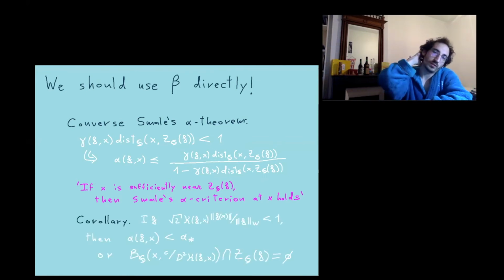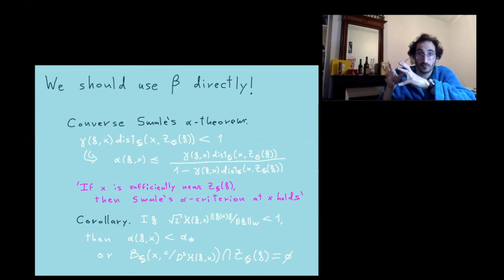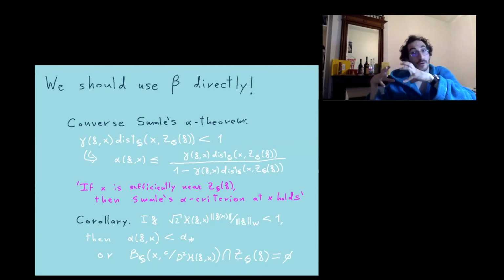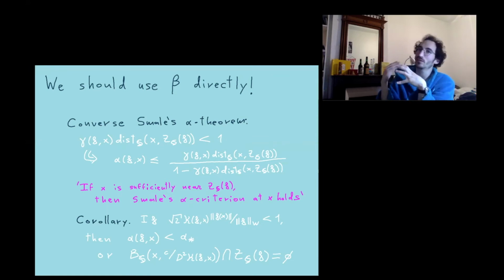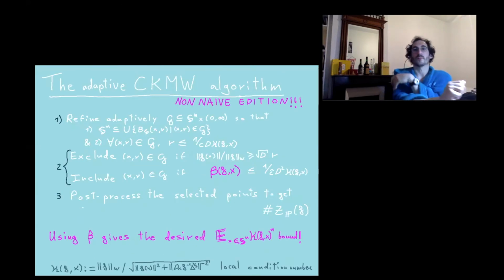So in this way, we get a corollary that if the valuation of the system is sufficiently small, then either the alpha criterion is satisfied, or I don't have a root in the balls that I'm taking around my points. So by the violation of Smale's alpha criterion, we can exclude those points, and be sure that those points are excluded. So in this way, we can fix the algorithm.